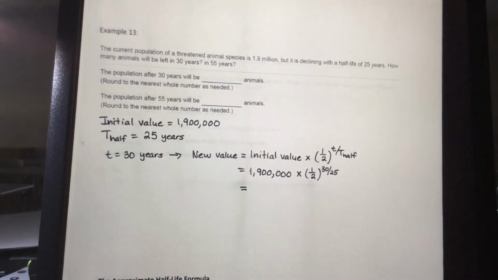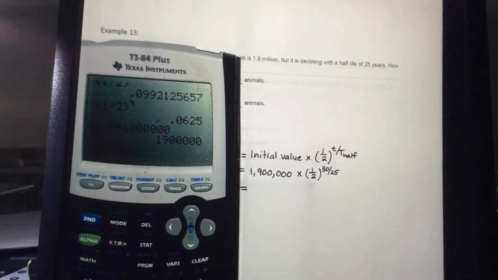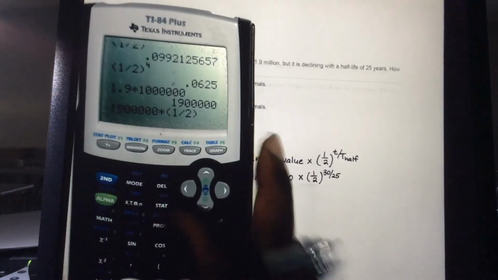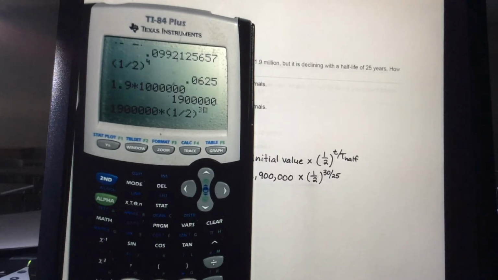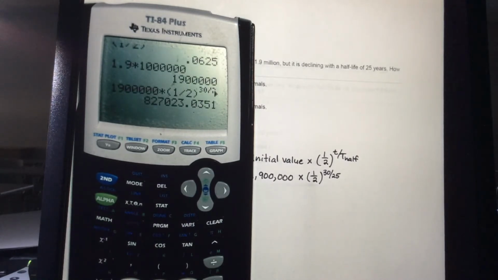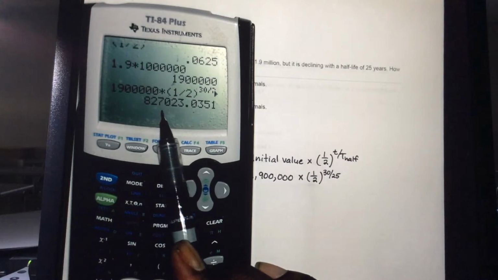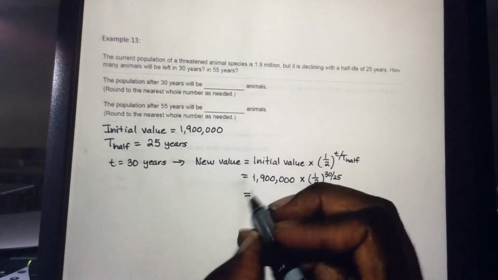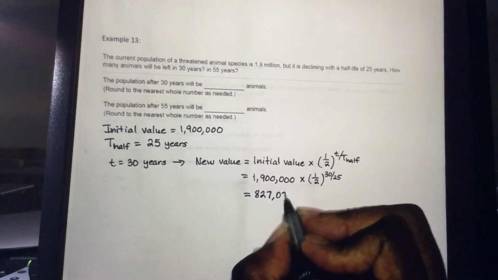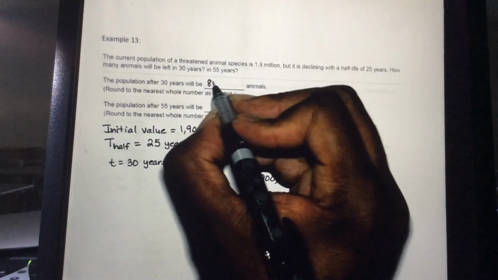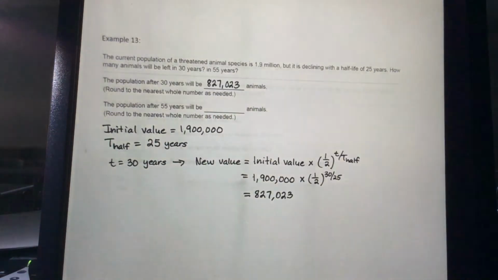This we can type in the calculator here. I'm going to do 1,900,000 times, and in parentheses, 1 divided by 2, close parenthesis, for the 1/2, the hat key for your exponent, and then 30 divided by 25. And in this case, we're going to round to the nearest whole number, so this will be 827,023. That will be the population of the threatened animal species after 30 years.